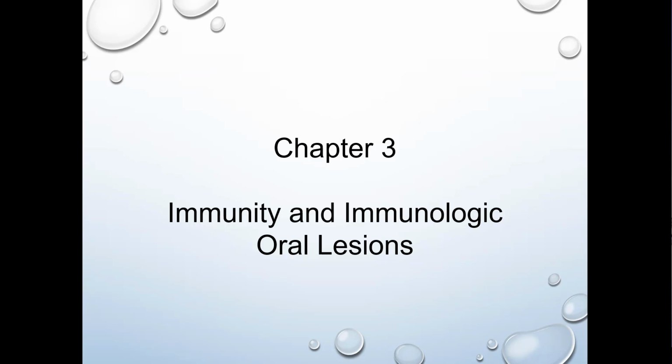So, in chapter 2, we talked about inflammation and how the body responds, how it's a non-specific response that happens over and over again, the same way every time we have injury. Here in chapter 3, we'll be talking about immunity, the immune response, which we discussed as coming in later, and immunologic oral lesions. But before we do, let's talk about how chapter 2 and chapter 3 actually relate.